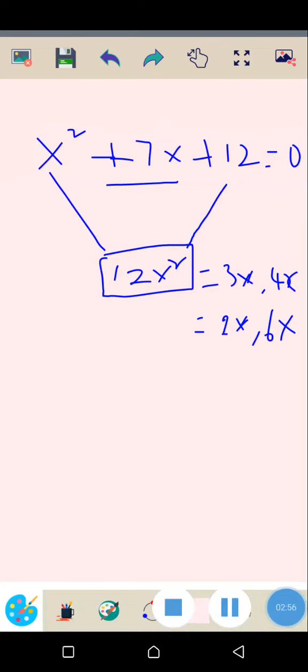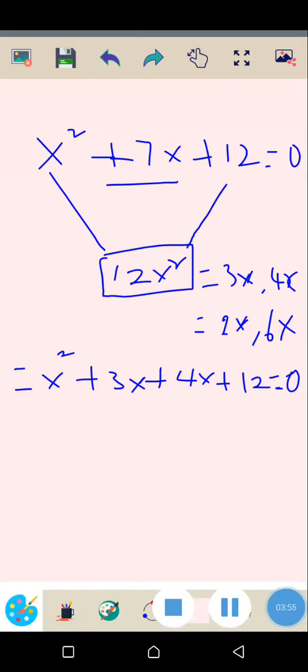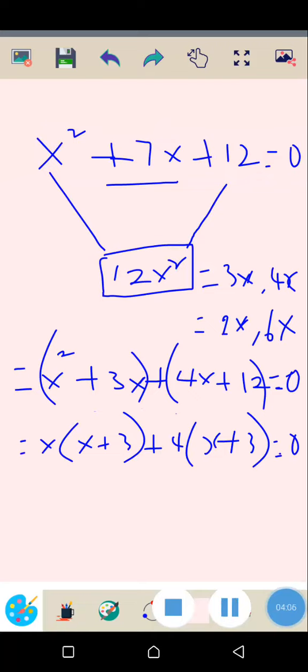So of the sums of these two pairs of factors, which of them will give us plus 7x? If you look at the first one, which is 3x and 4x, if you sum it up, you get 7x. If you sum 2x plus 6x together, you cannot get 7x, you get 8x. So the right factors that will give us plus 7x are 3x and 4x. 7x has been replaced by 3x plus 4x. Now, this will be solved further.